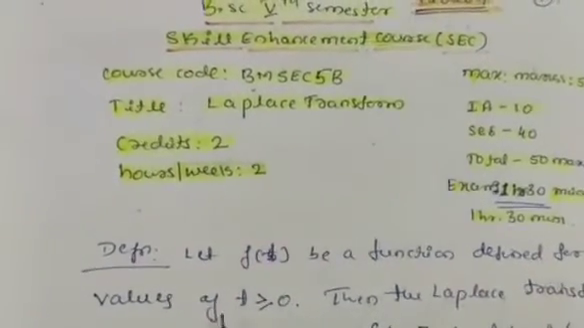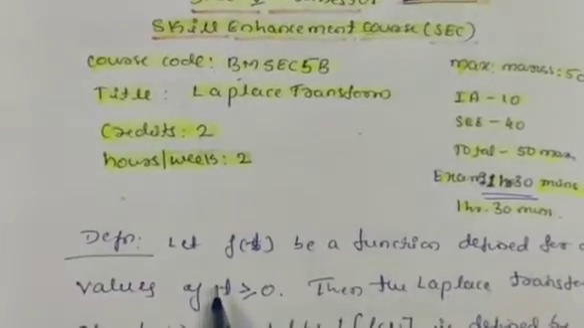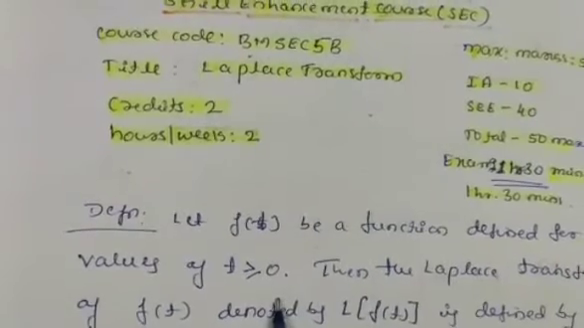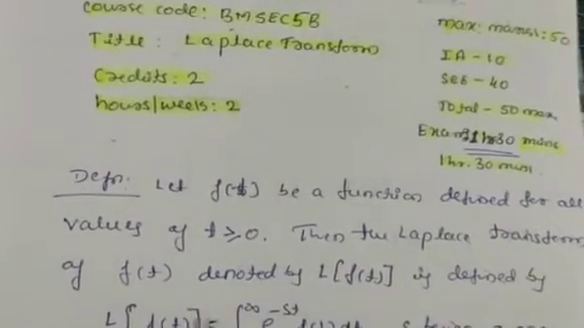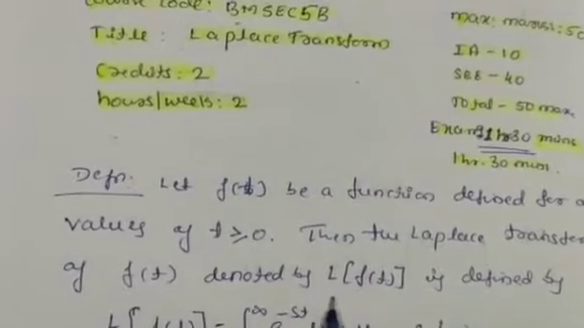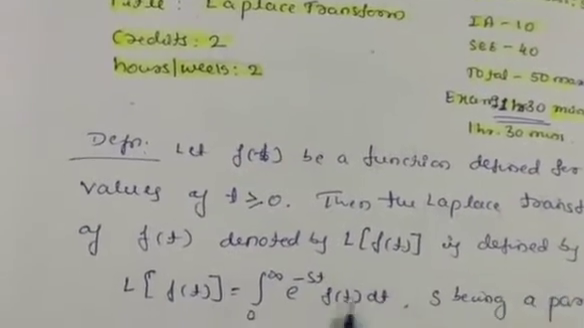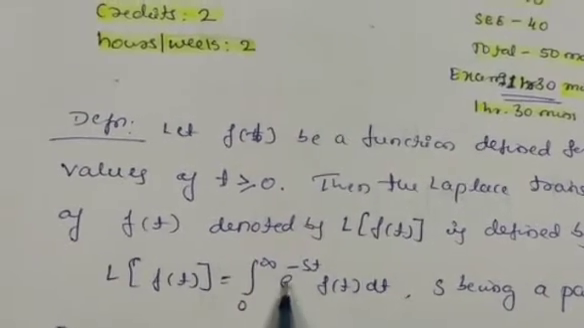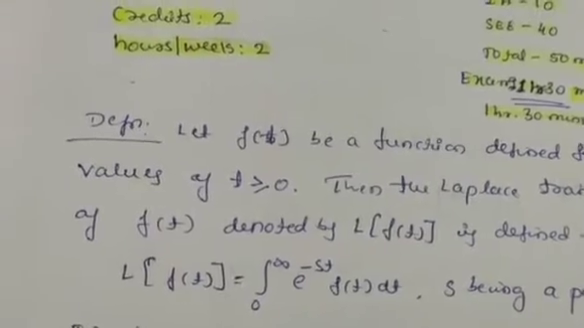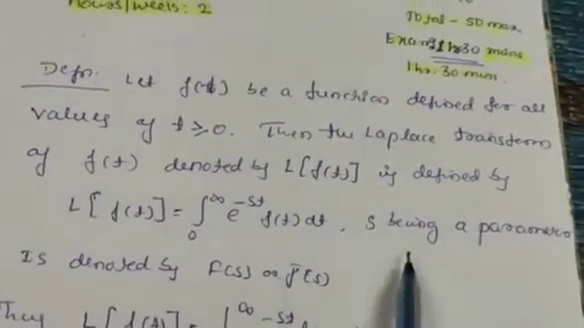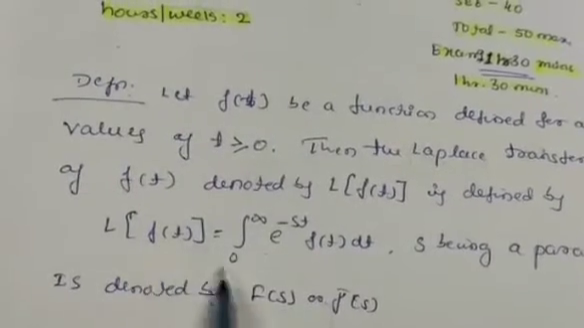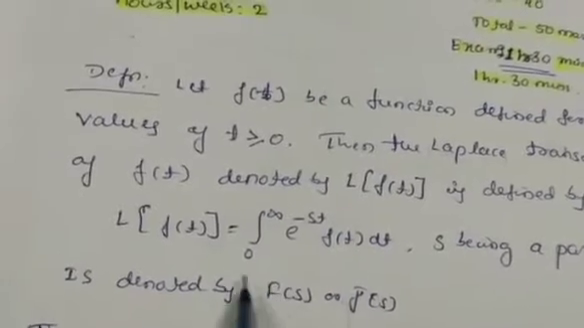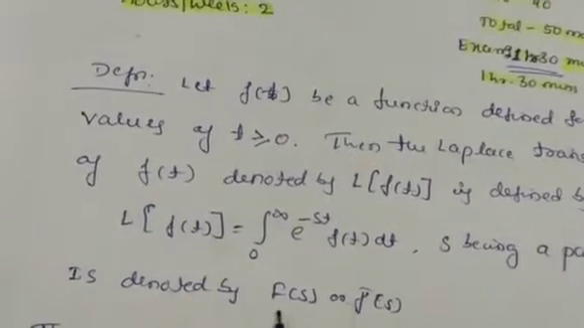First, let us take the definition of a Laplace transform. Let f(t) be a function defined for all values of t greater than or equal to 0. Then the Laplace transform of f(t), denoted by L{f(t)}, is defined as L{f(t)} = integration from 0 to infinity of e^(-st) f(t) dt. Here s is a parameter, and this Laplace transform is denoted by F(s) or f'(s) also. So both the notations are the same. We use L{f(t)} or F(s).